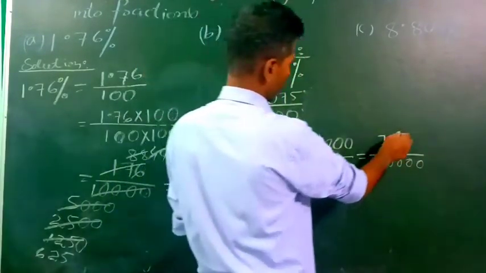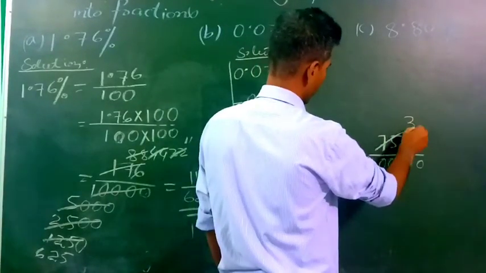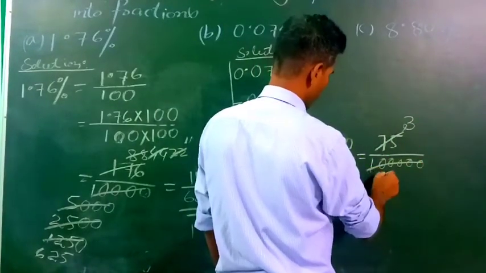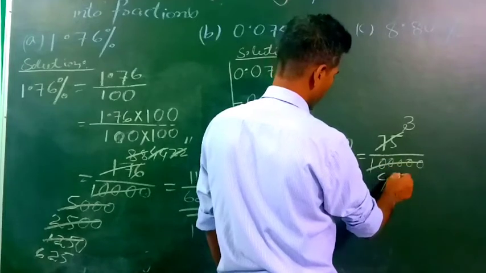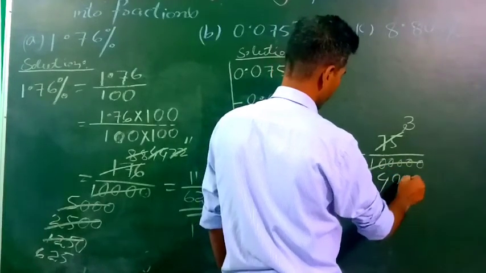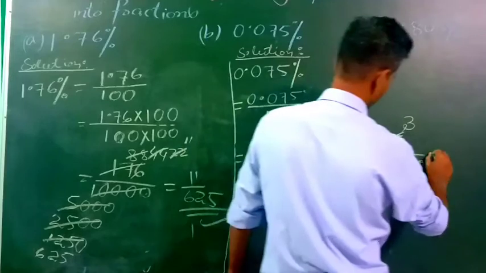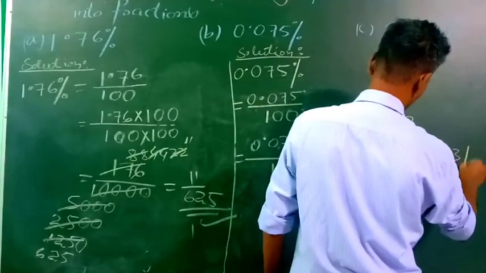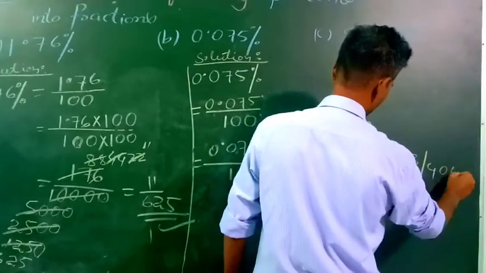If you want, you can do 25 times 3 is 75, 25 times 4 is 100, and remaining zeros. You can write like this also, 3 by 4000.